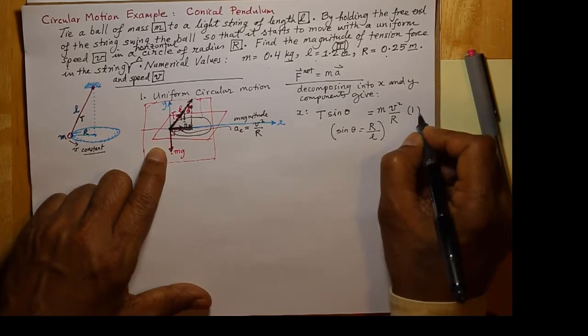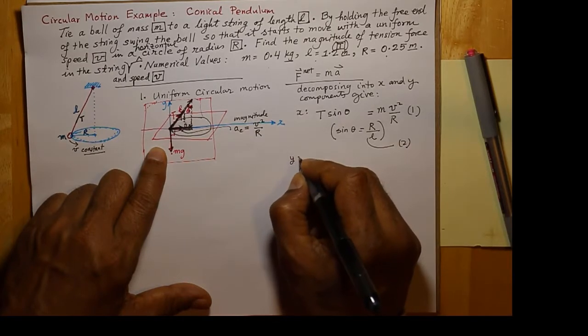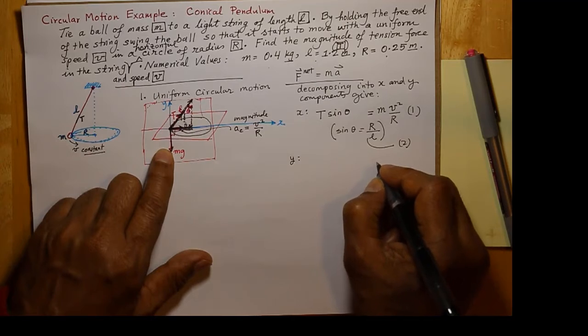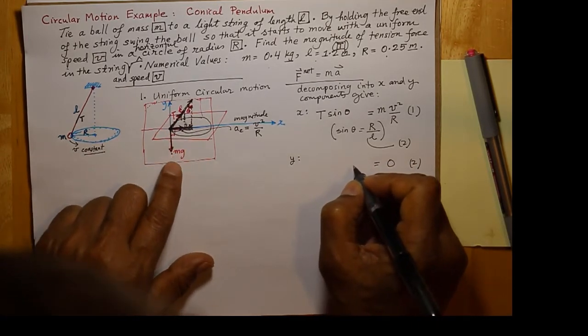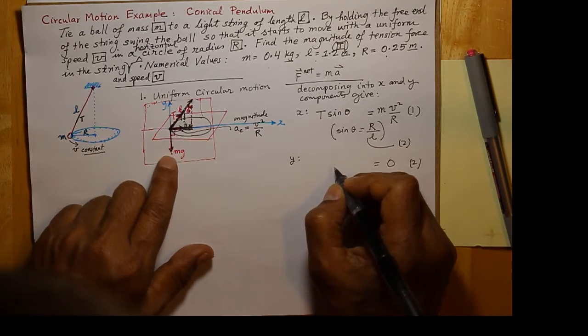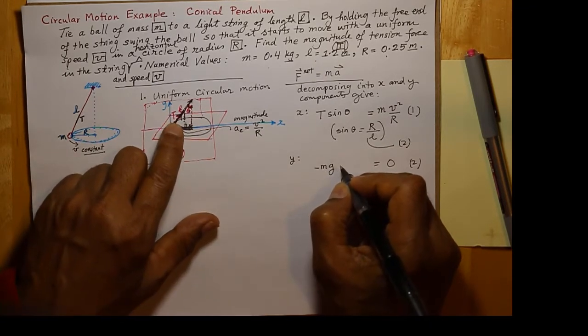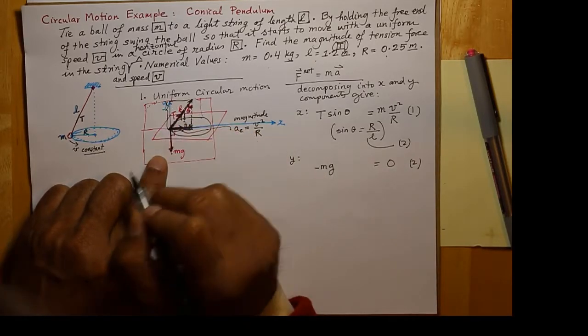So that's one equation, and we can just call this equation number 2. Along the y direction, we have no acceleration, so the right side will be 0 on the y equation. On the left side, I have mg, which is negative, minus mg, and tension will have, if I drop on the y-axis, I need this.